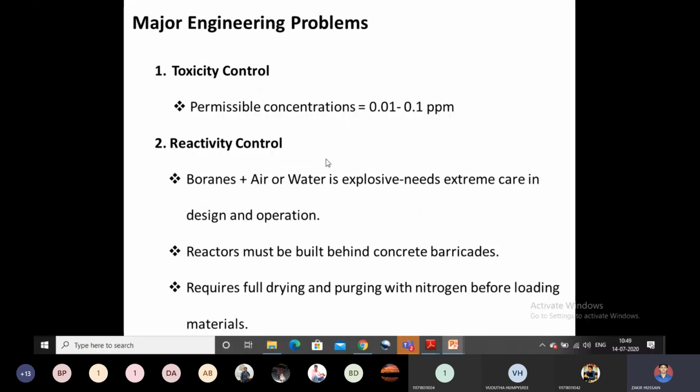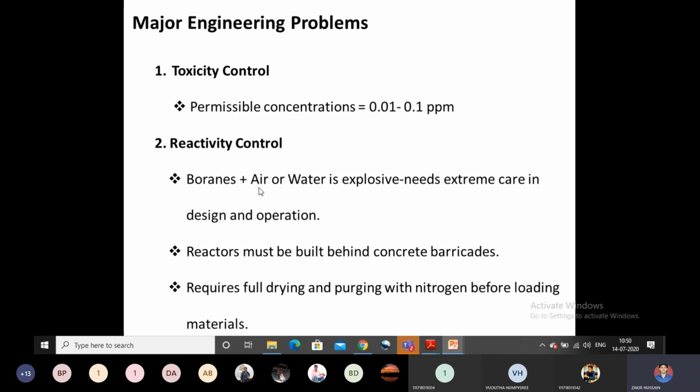Then the major engineering problems in this are, first, toxicity control, where we have to limit the upper limit of these boranes in the atmosphere to 0.01 to 0.1 ppm or mg per liter. The next one is reactivity control. Since boranes are highly explosive, we need to avoid boranes contacting air or water. If boranes contact air or water and explode, it will have a disastrous effect inside. Therefore, in order to avoid the contact of boranes with air and water, we need to take care of the design and operation of these reactors.